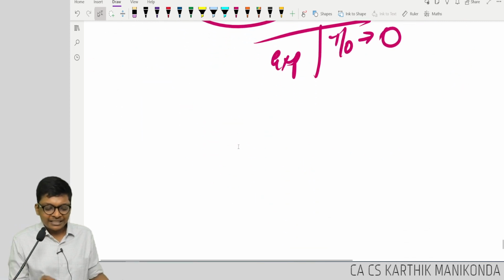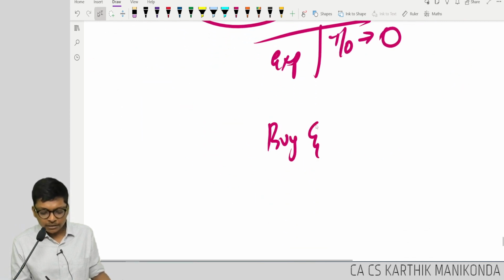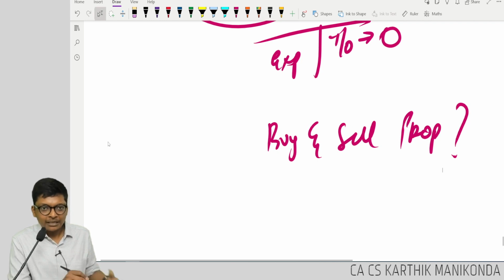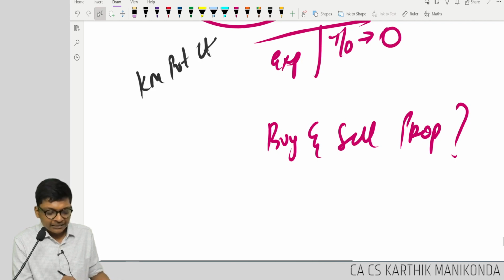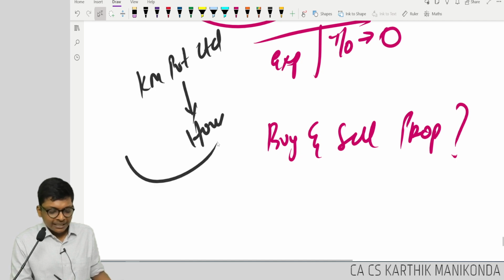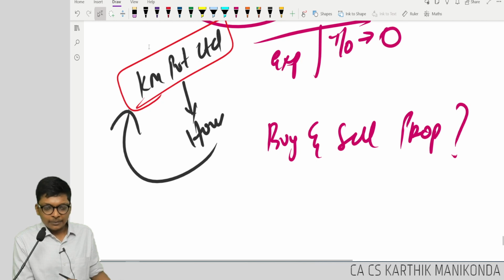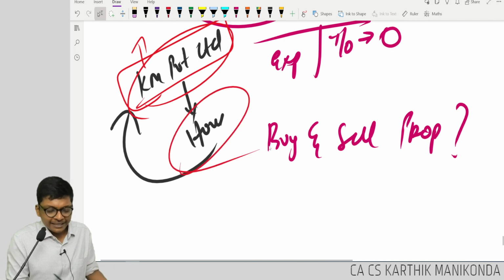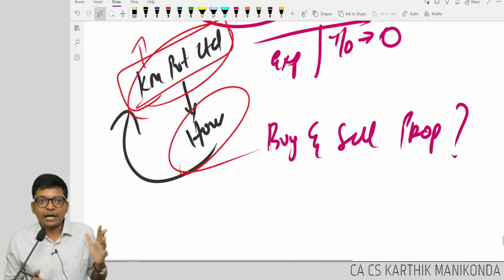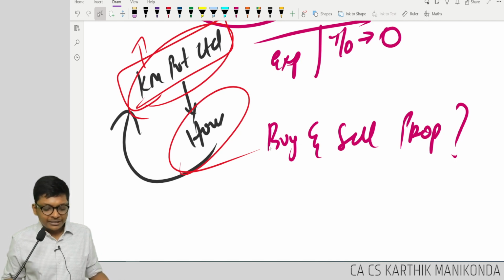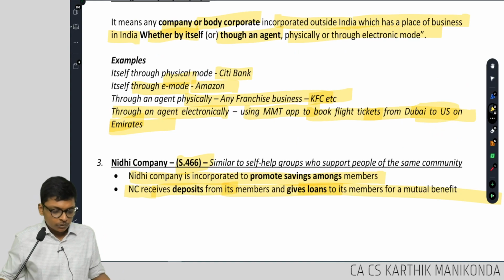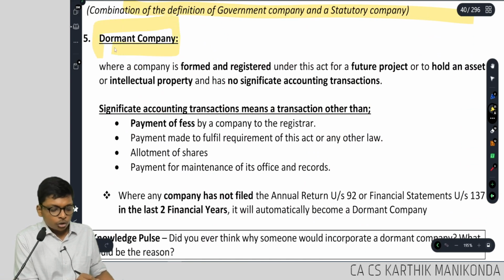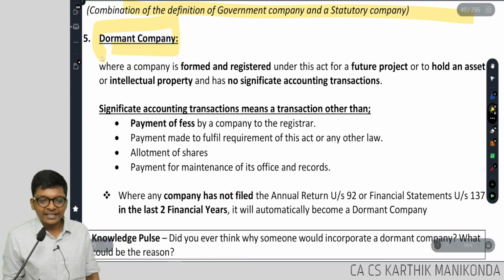For example, we studied: can a company buy and sell property in its own name? So instead of buying a house in my name, I am starting KM Private Limited and I am buying the house in the name of KM Private Limited, where I am the shareholder. Is this company going to do any work? No. The only work is to buy the asset and keep the asset in its name. Are you following, guys? Understanding? So these types of companies are called dormant companies, guys. Follow? It's called what? Dormant companies. Follow very carefully.